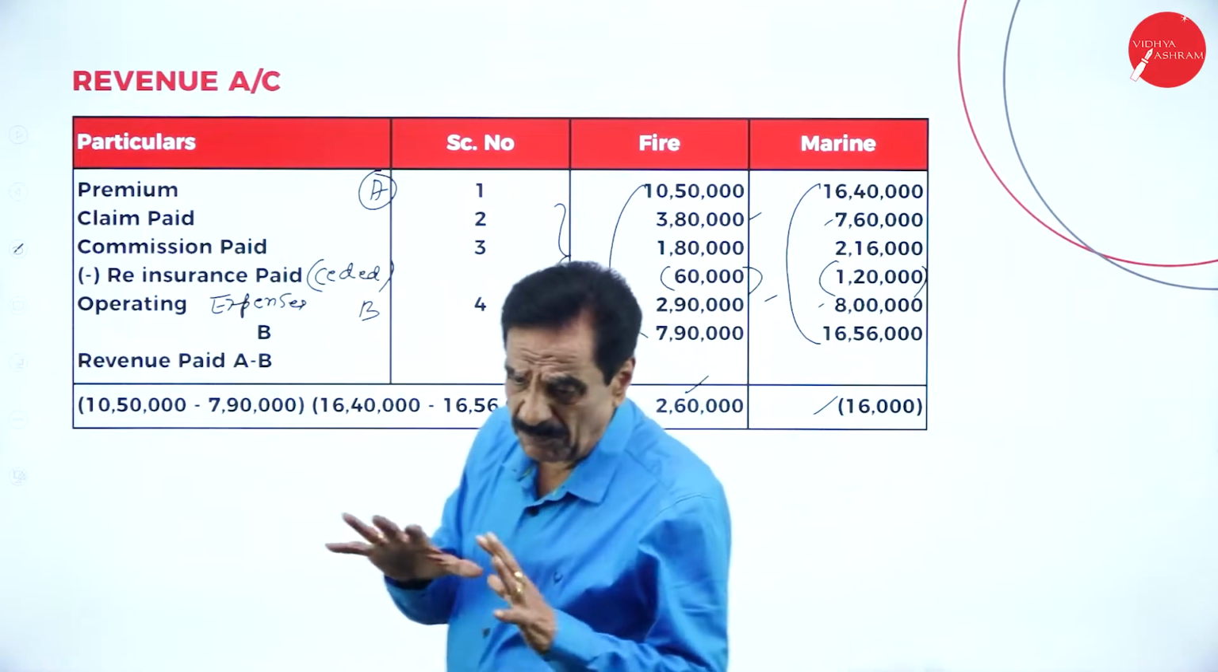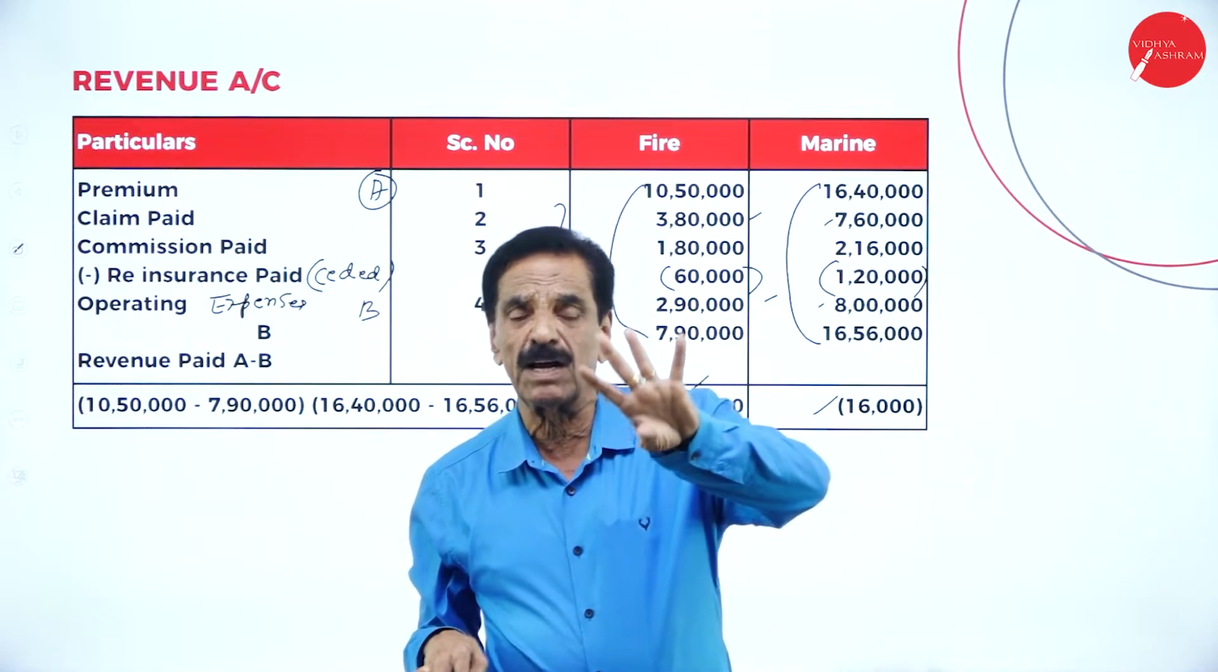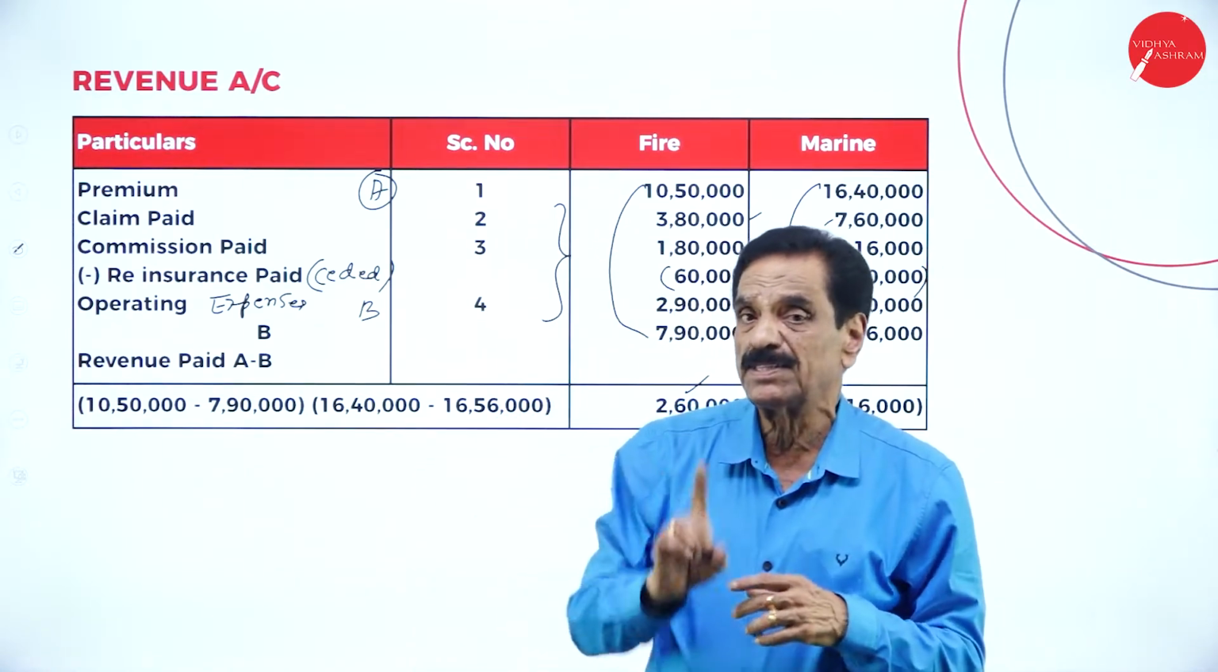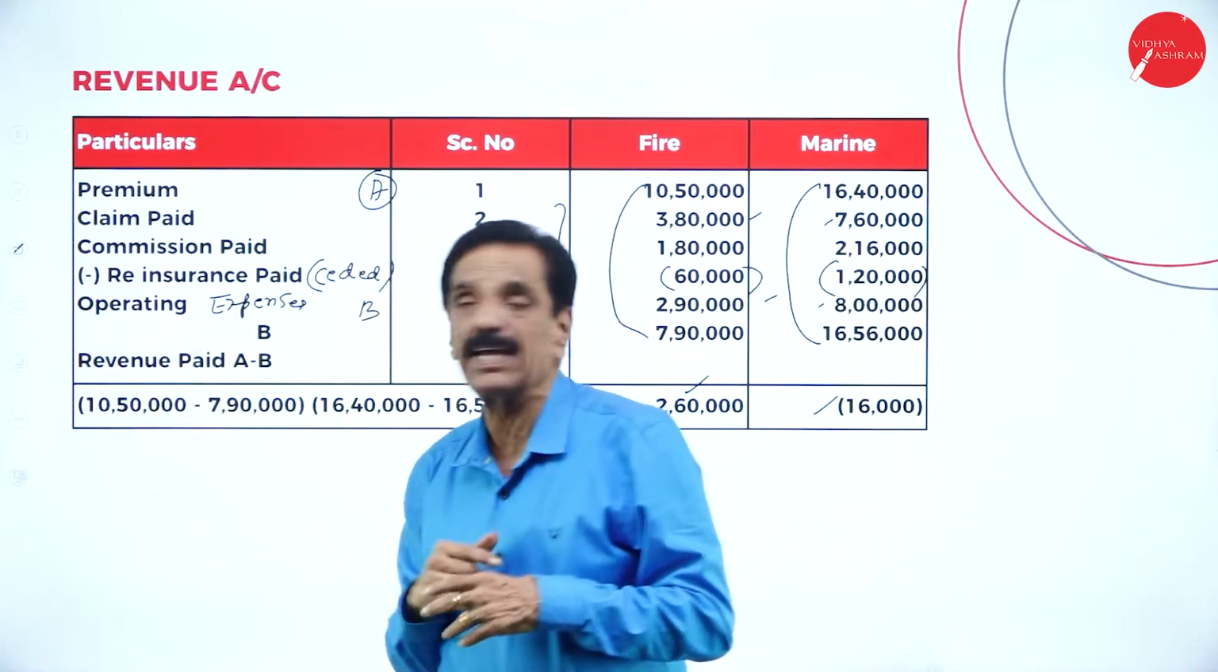See that if you want, you can prepare the separate account. If your items are there, four items: 1 is the premium, 2nd is the claim, 3rd is the commission, 4th is the operating expenses.